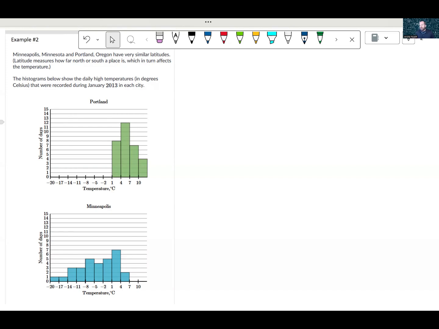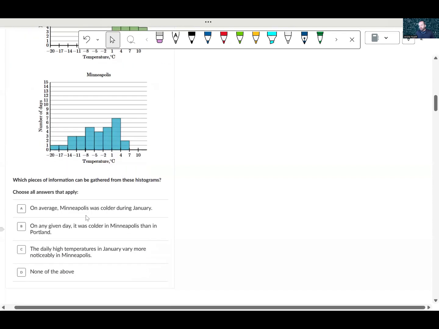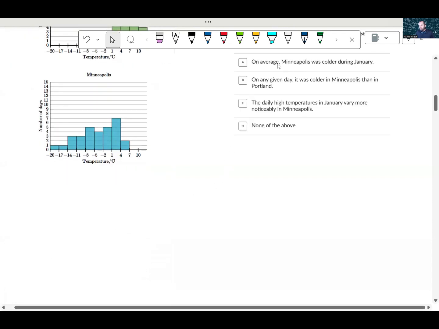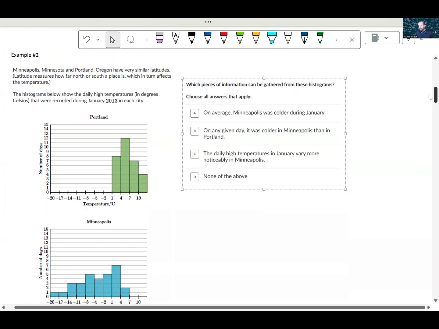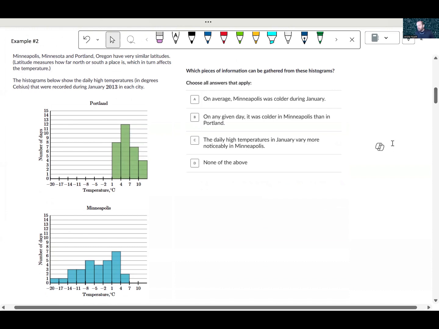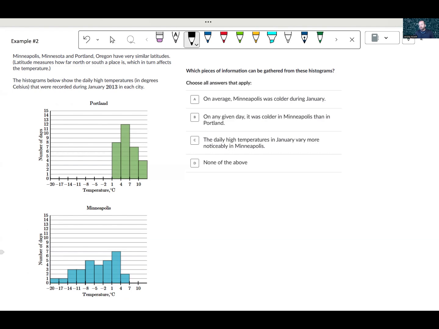So we have our histogram here. I'm actually going to move this, if I can. I'm going to move these answer choices up here so that we can see the answer choices with our histograms. Make that a little bit easier. Okay, so it says on average, Minneapolis was colder during January. So just looking at the histograms, Minneapolis is in blue and it says that it was colder than in Portland. Now, we don't really know exactly where the mean is. You could calculate the mean if you wanted to with the weighted mean formula that we had discussed from previous lessons, or you could also estimate the mean.